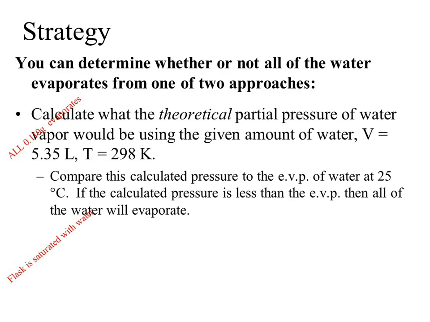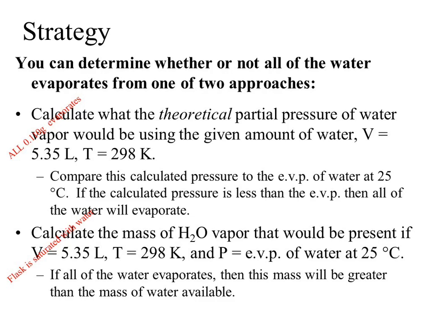Alternatively, so that's the one we're going to use. Alternatively, given that volume and that temperature and what the saturation equilibrium vapor pressure would be, we could backtrack and say, what mass of water is that? And we could compare that mass to the 0.110 grams. And if that mass, let's see, how's this work?